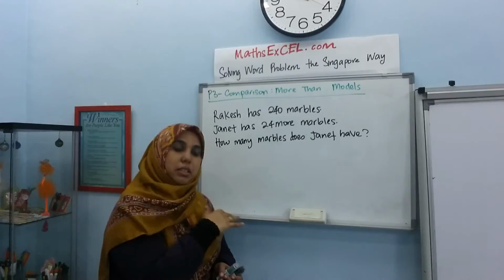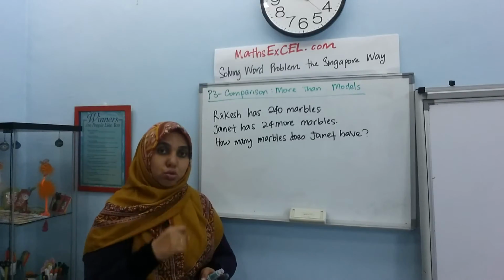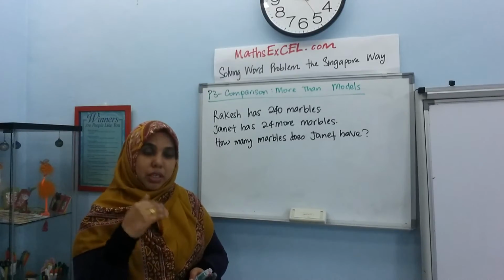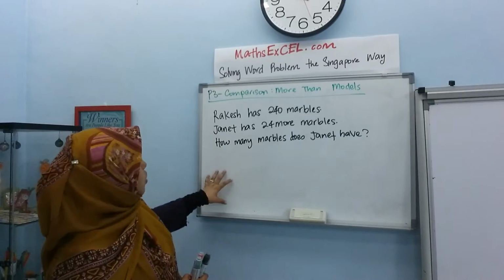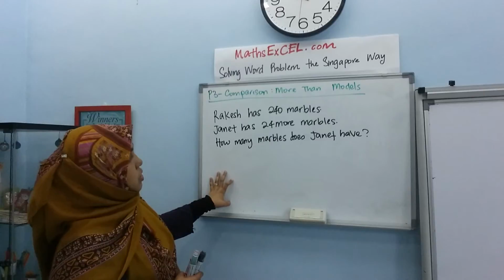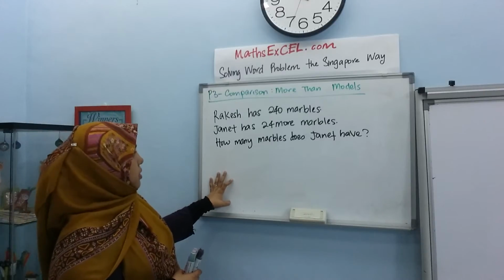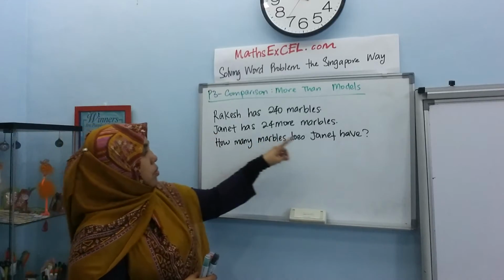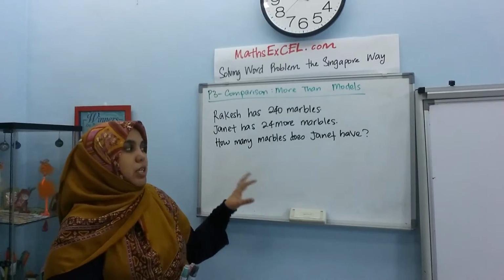So these are the minimum that the kids are expected to do. It's good to know and understand. Here we actually teach step by step. For the first one, P3 level: Rakesh has 240 marbles. Janet has 24 more marbles. How many marbles does Janet have?